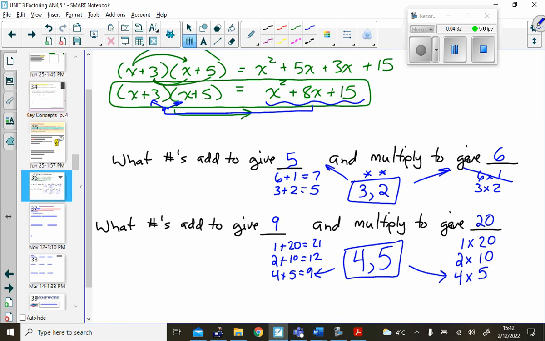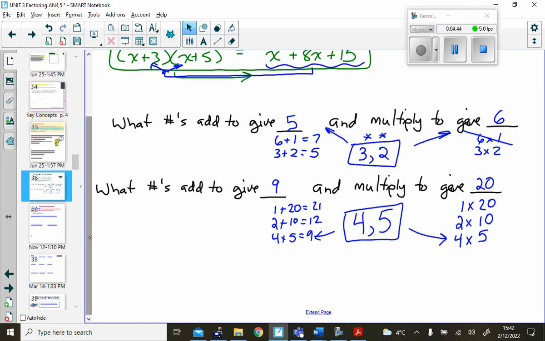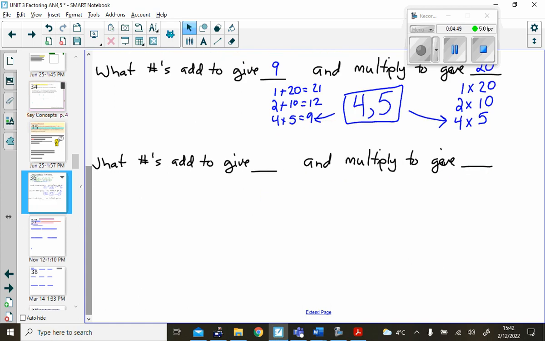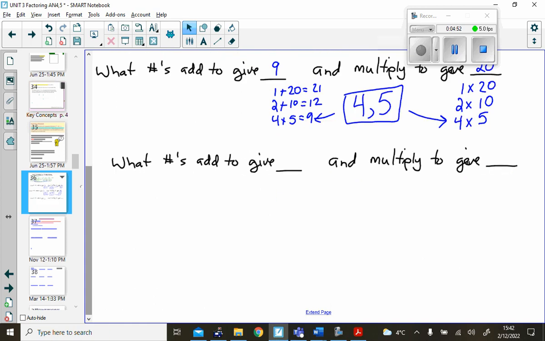Okay, fun game so far. I give you 2 numbers and you find the numbers that multiply to give one of them and add to give the second. It has nothing to do with factoring yet, but you'll see why shortly. Let's try a third example. I'll give you one a little bit harder. What numbers add to give negative 1 but multiply to give negative 6? Because it's a negative, we actually have more options here. So I'm going to have to write a bunch of them down.